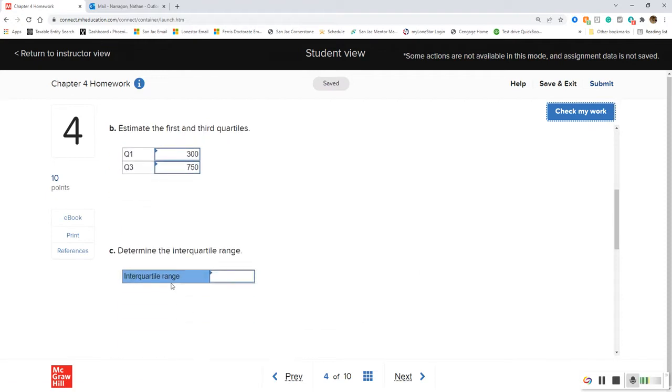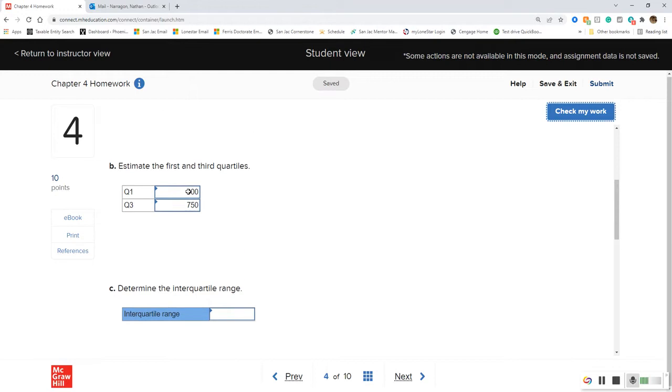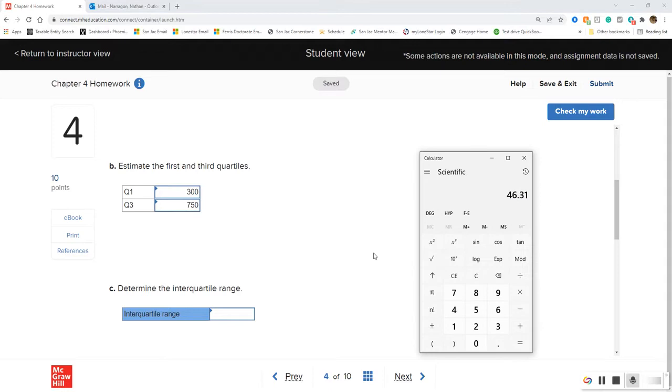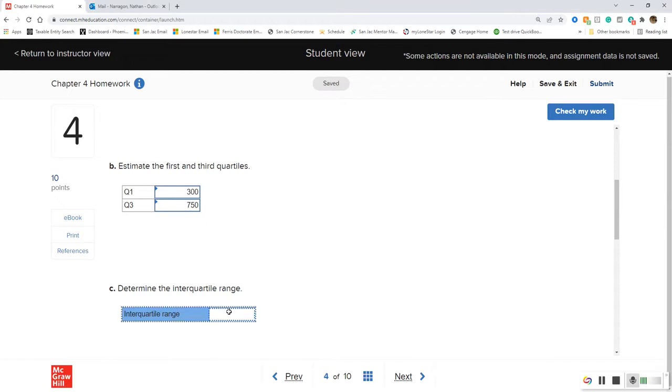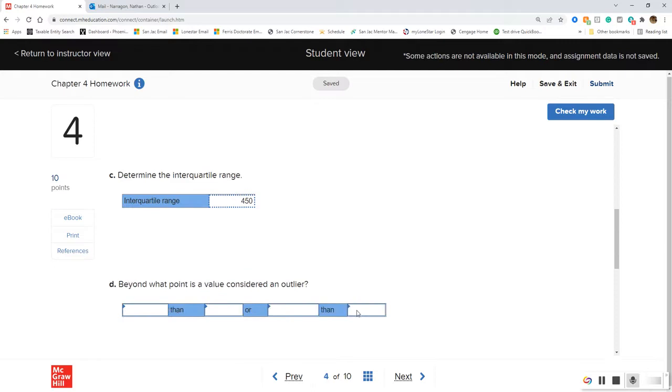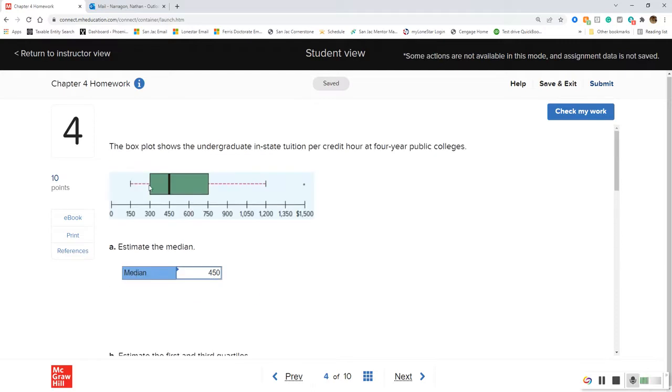Next, interquartile range. All right. So basically the range is going to be 750 minus 300. Basically the difference of these two. So 750 minus 300 will be 450. That is our interquartile range. Again, that's basically the shaded area.